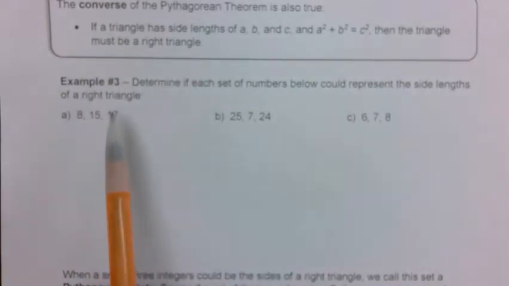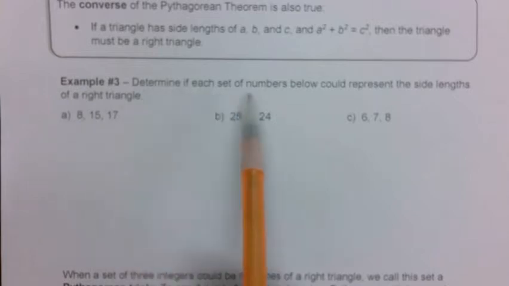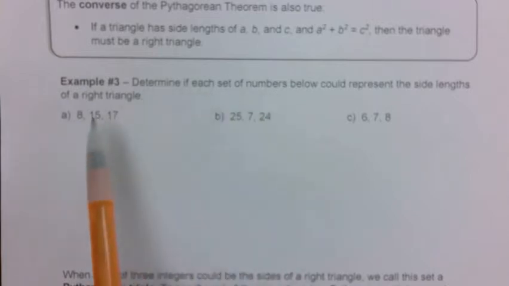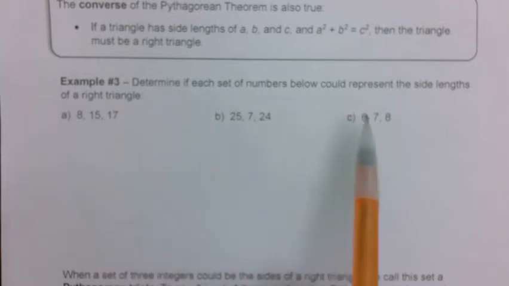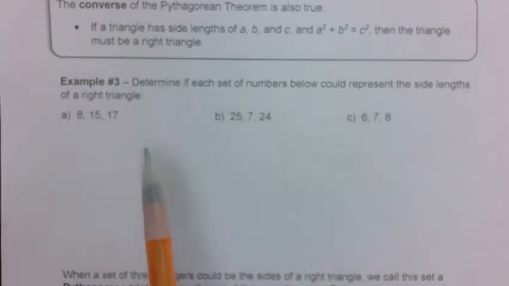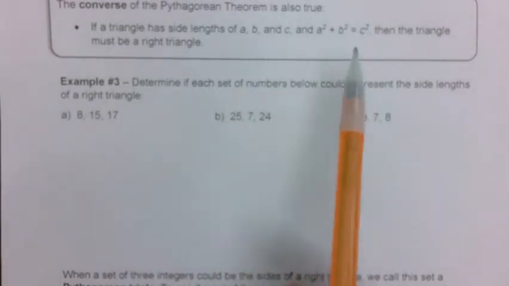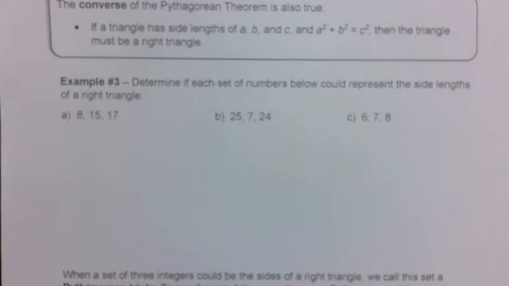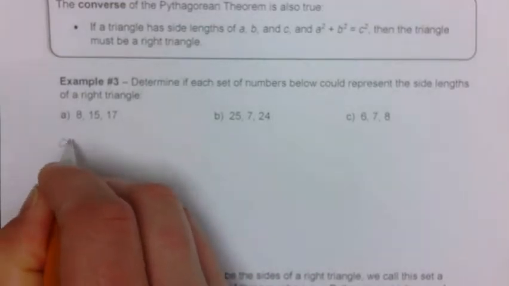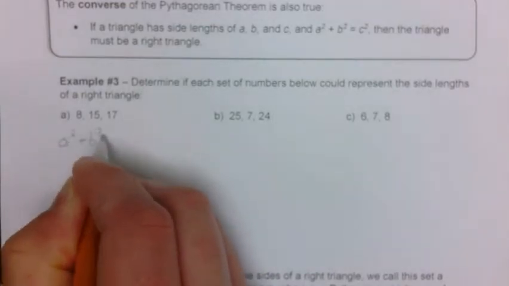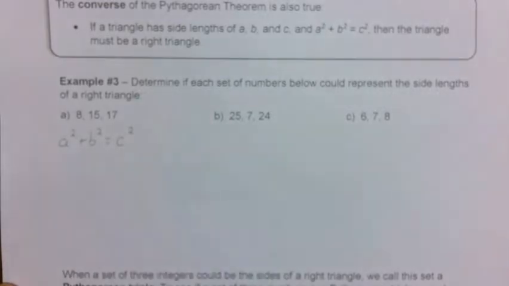And so in my third example, I want to determine if each set of numbers below could represent the side lengths of a right triangle. The only way that these could represent the side lengths of a right triangle is if they make the Pythagorean theorem true. Is a squared plus b squared going to be equal to c squared? So in my first set of numbers, I have 8, 15, and 17. I'm going to start by writing the Pythagorean theorem, a squared plus b squared equals c squared.